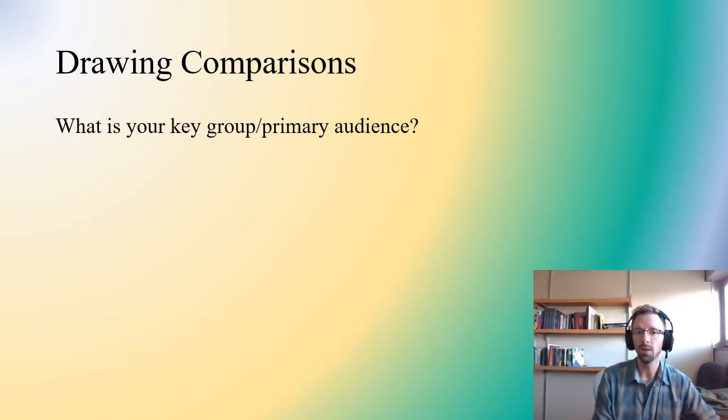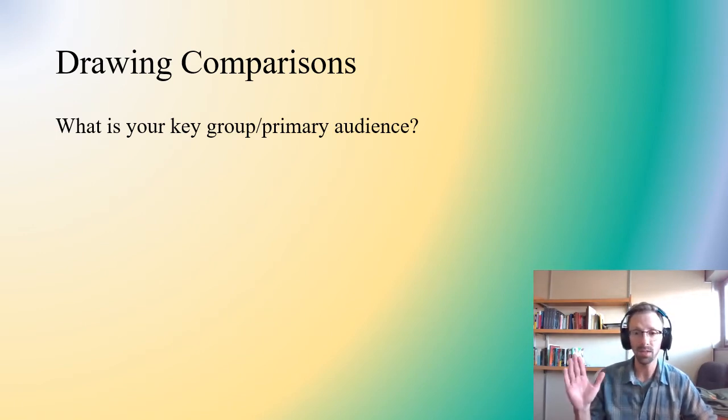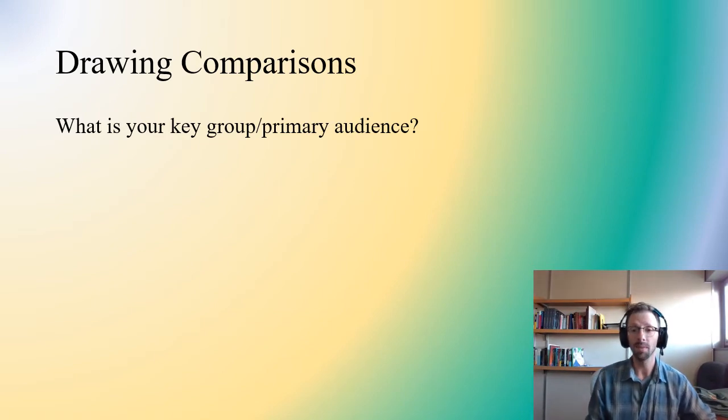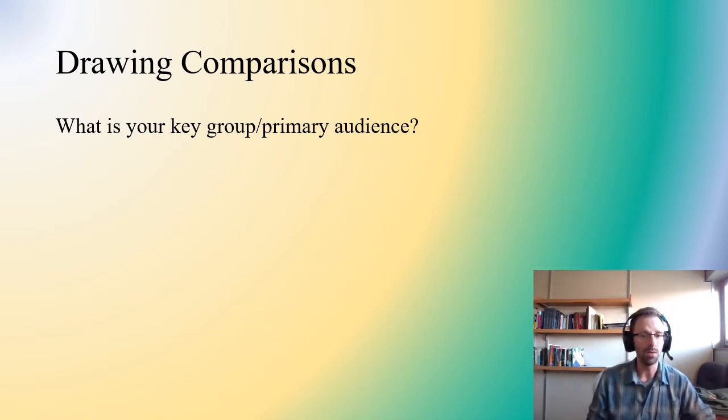But if you're having trouble, for instance, finding information about the city that you live in, that's not surprising, right? Not every single topic has been researched for every single community in the world. And so what you're going to need to do is draw comparisons from a comparable group or situation. So ask yourself, what is your key group or your primary audience? Is it college students? Well, that's easy to answer. Is it people with lower or higher socioeconomic backgrounds? Well, you can find comparable populations that way as well.